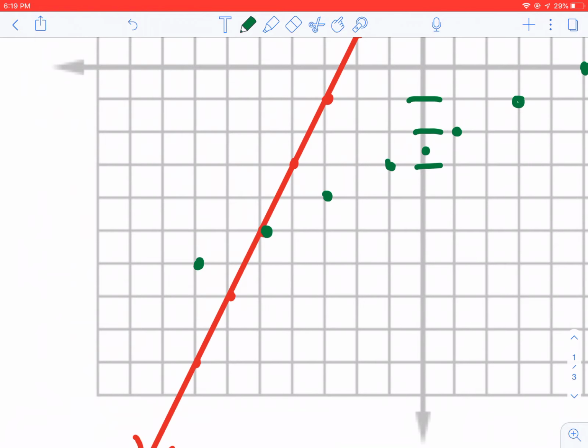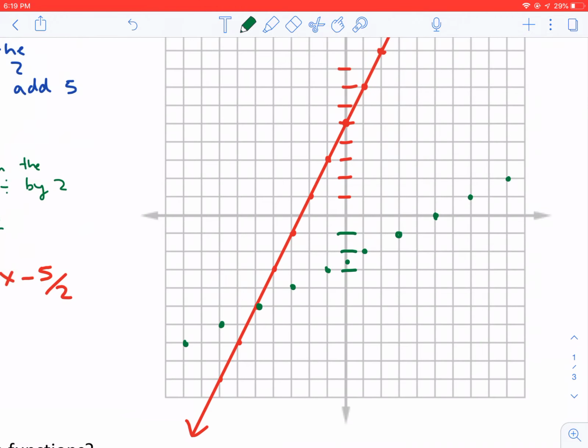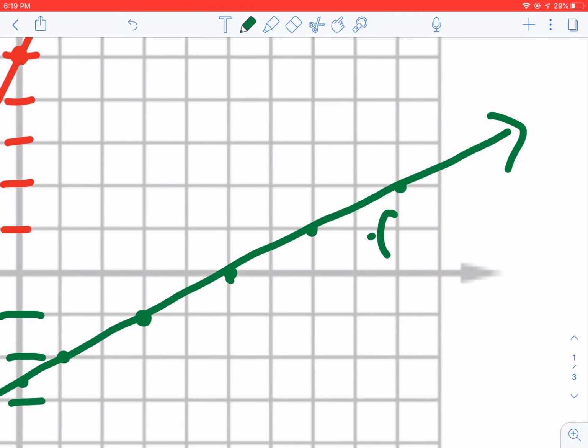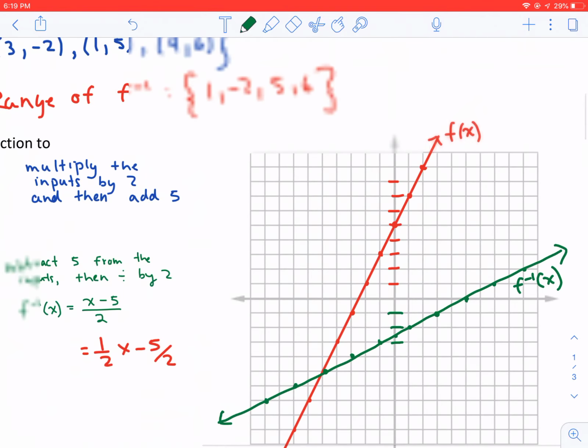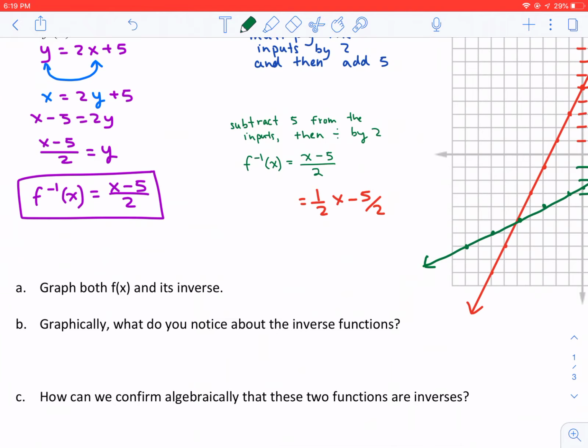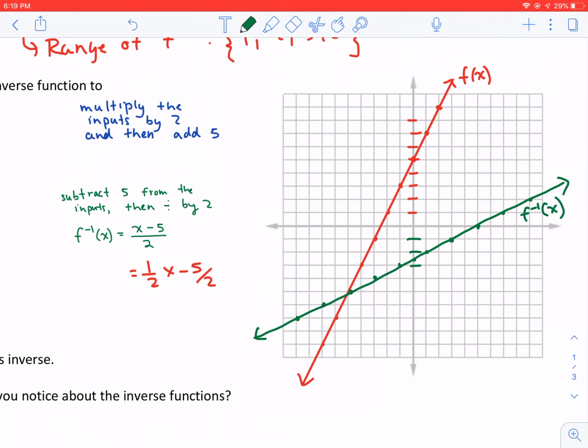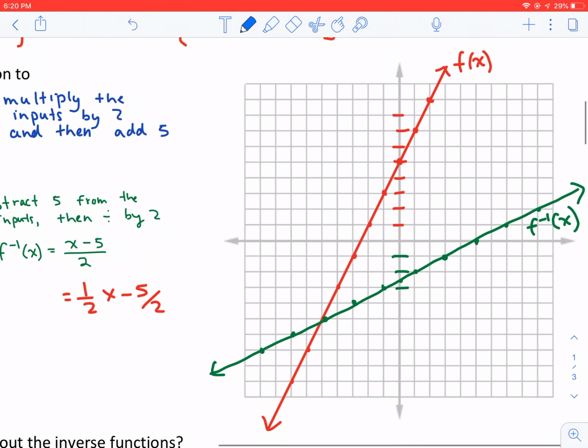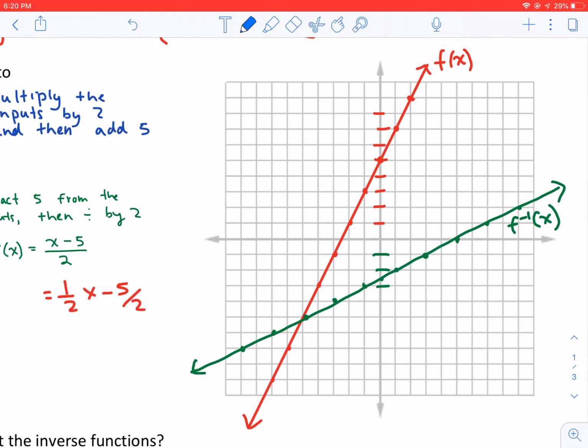they're going to intersect there. And there's my inverse function. This here is the inverse of f of x. Alright, so graphically, what do you notice about the inverse functions? Well, hopefully from geometry, this is a transformation, right? Think about what transformation we can do to f of x to get the inverse of f of x.